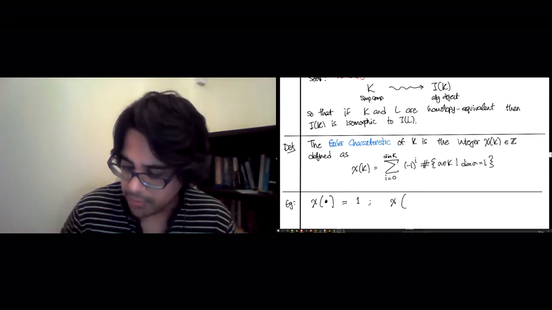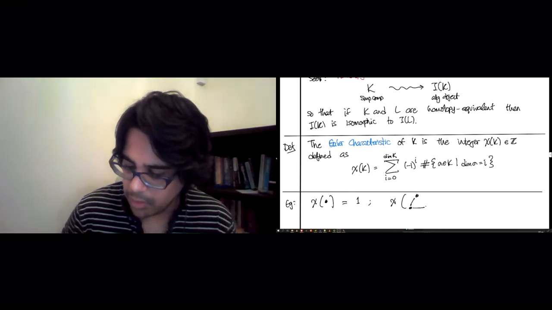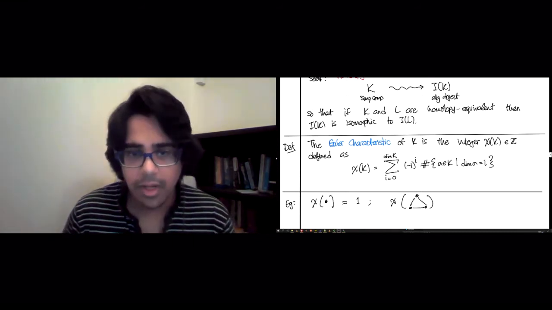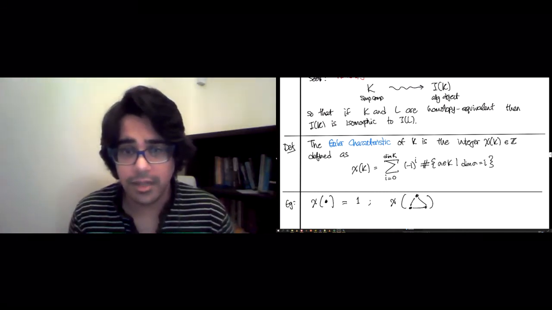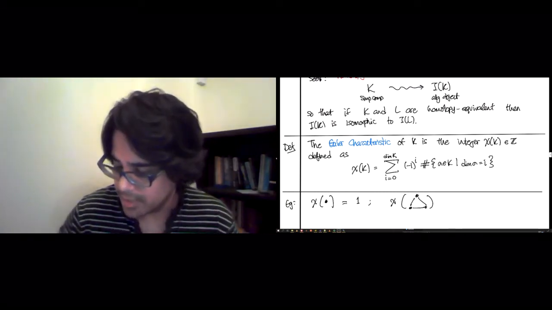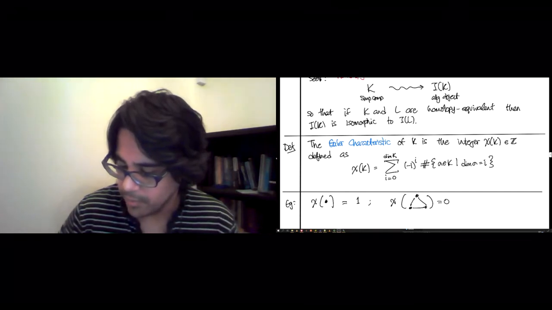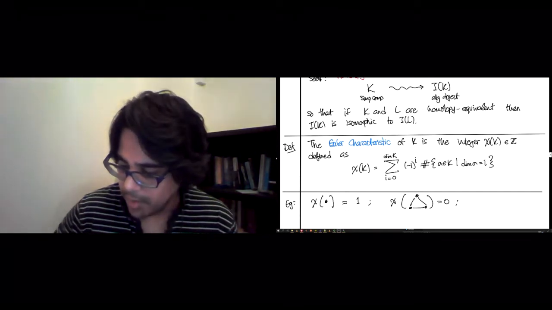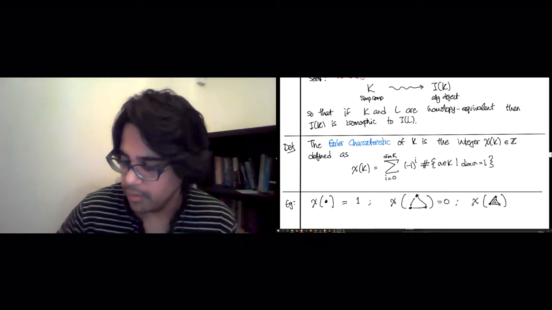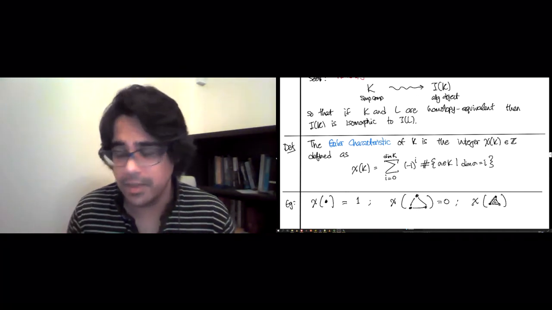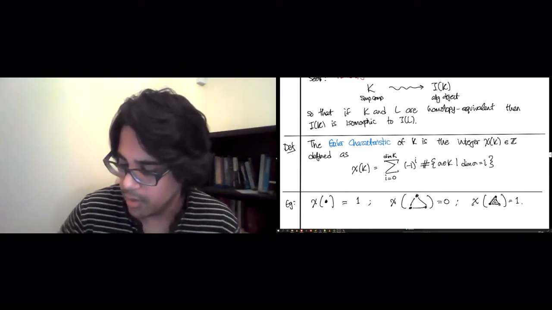Maybe we can be a little bit fancier. What about the hollow 2 simplex? Well, if you think about it, there's 3 vertices, so that gives you a +3. There are 3 edges, that's a -3, so that's a 0 when you add them up. If you choose to fill it in and get the solid 2 simplex, then you had a 0, you added a simplex of even dimension, so you get 1.